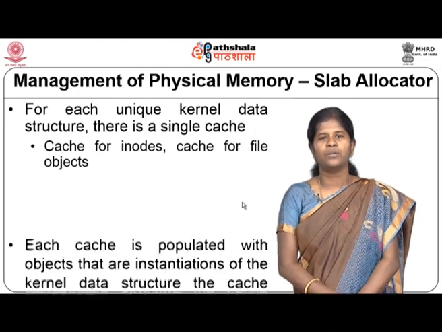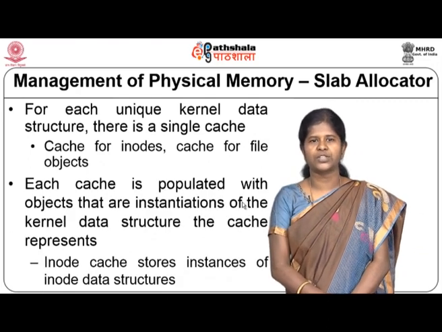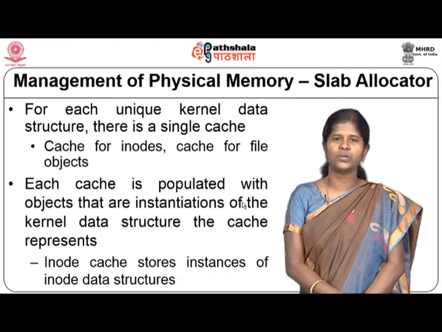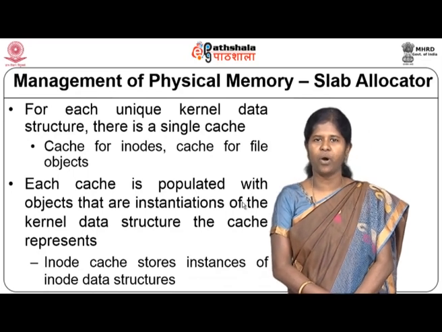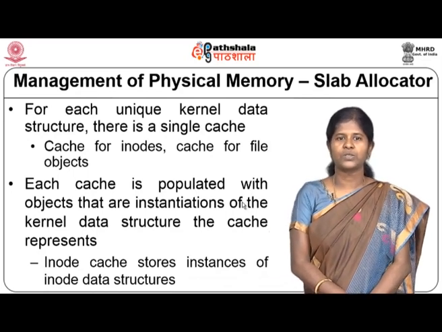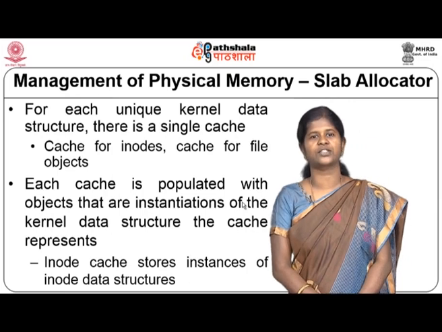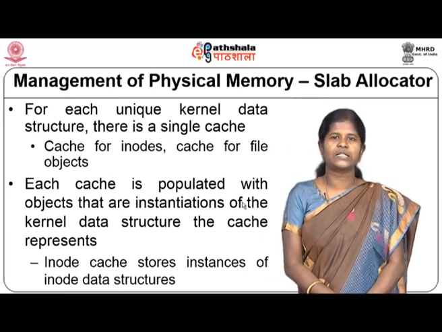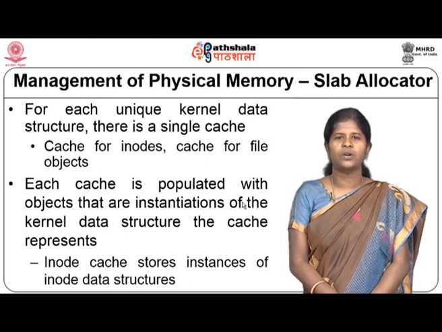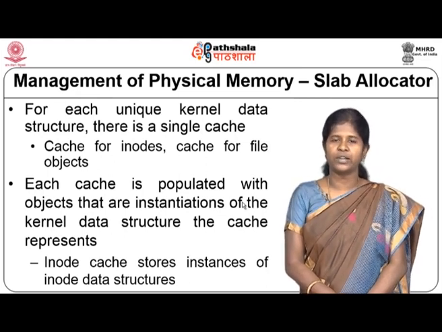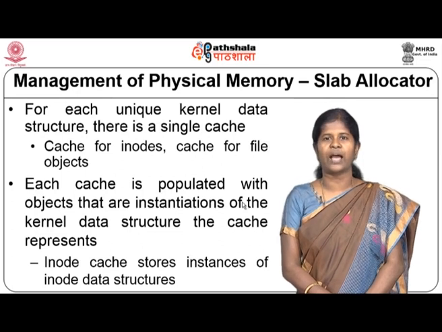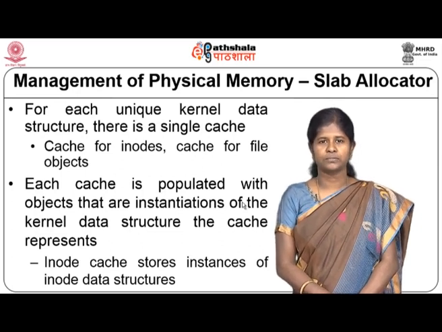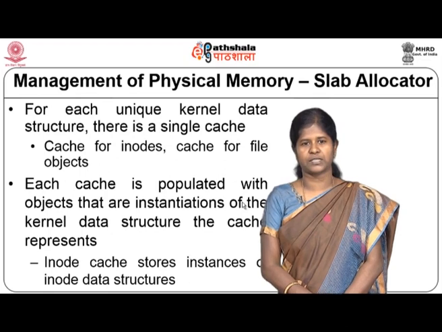Now, why is this cache used? As I told you, this is allocating space for kernel data structures. For each unique kernel data structure, there is a single cache. So, if you are looking at the inode data structure, you will have a cache for all inodes. You will have a cache for all file objects, etc.